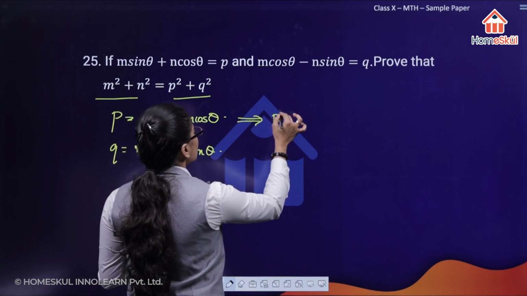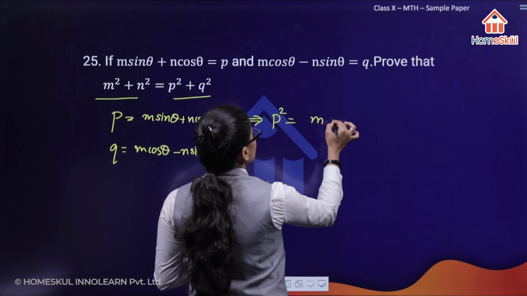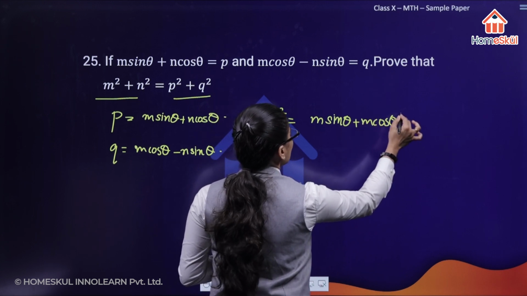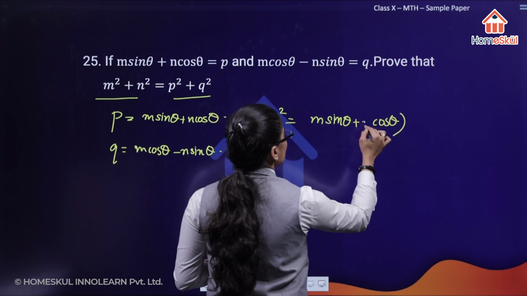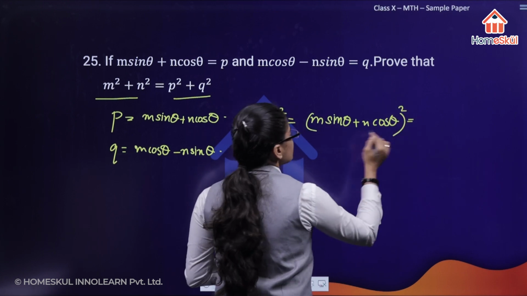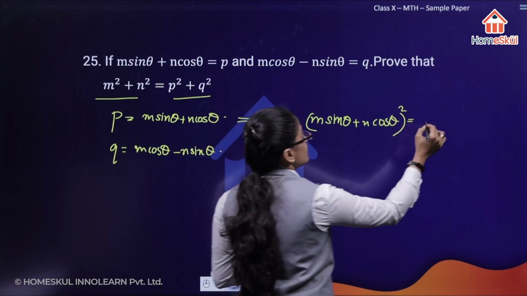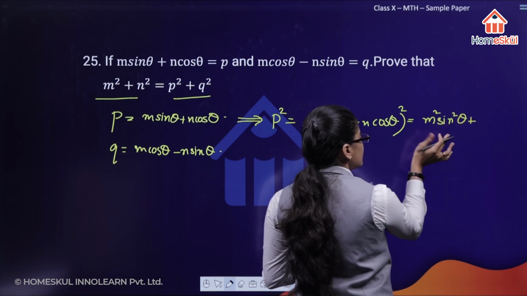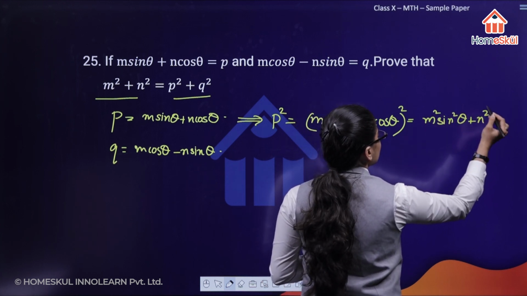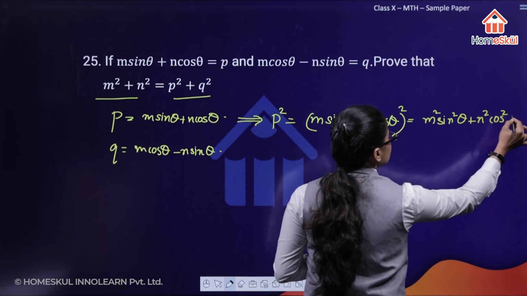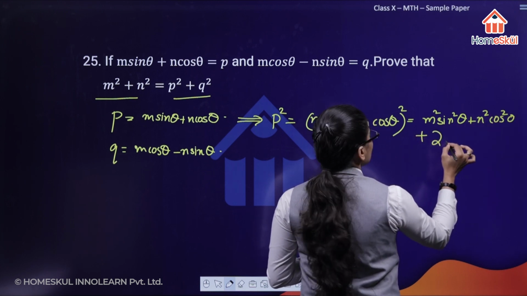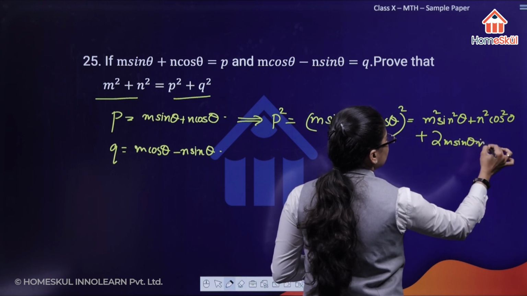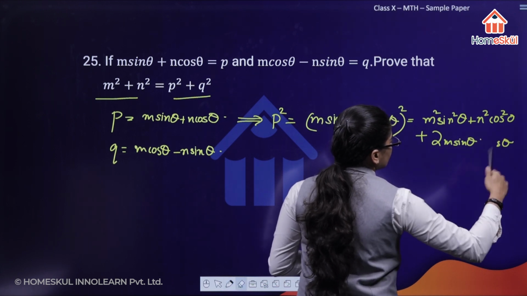P square will be m sin theta plus n cos theta the whole square, which means a plus b the whole square format, that is a square plus b square plus 2ab. That is m square sin square theta plus n square cos square theta plus 2 times m sin theta n cos theta. Okay.